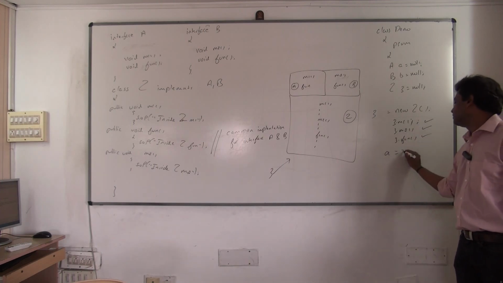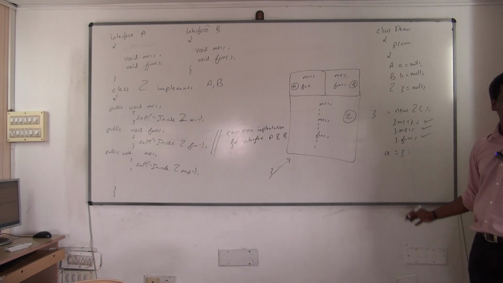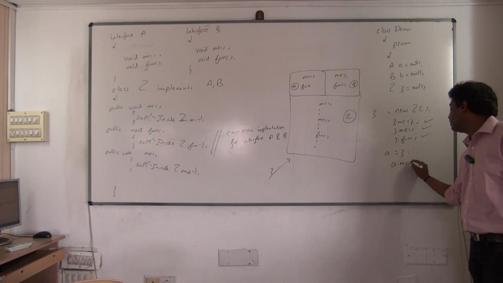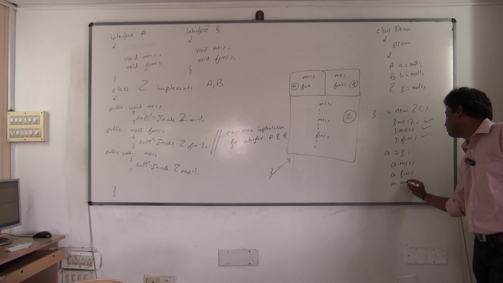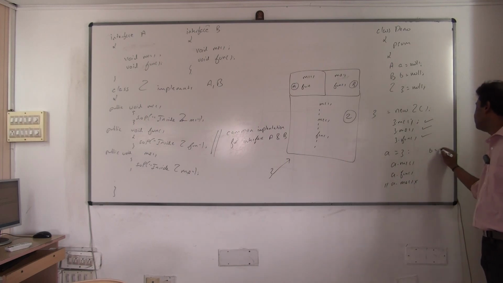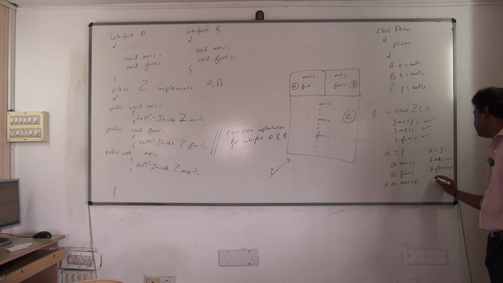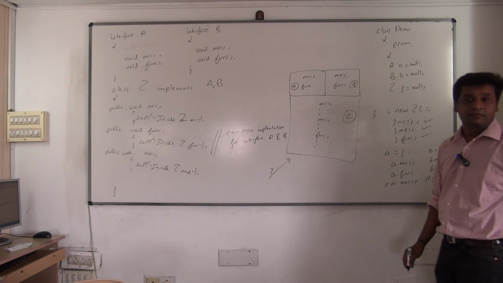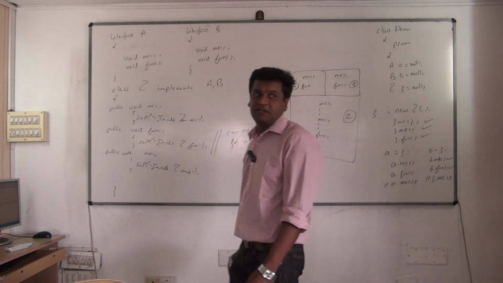Now I'll do casting. Implicit casting. With A, I can call what? A dot M1, correct? A dot fun, correct? A dot M2, error. Same way, B is equal to Z. B dot M1, B dot M2, correct? B dot fun, correct? B dot M1, error. Casting and all is possible.